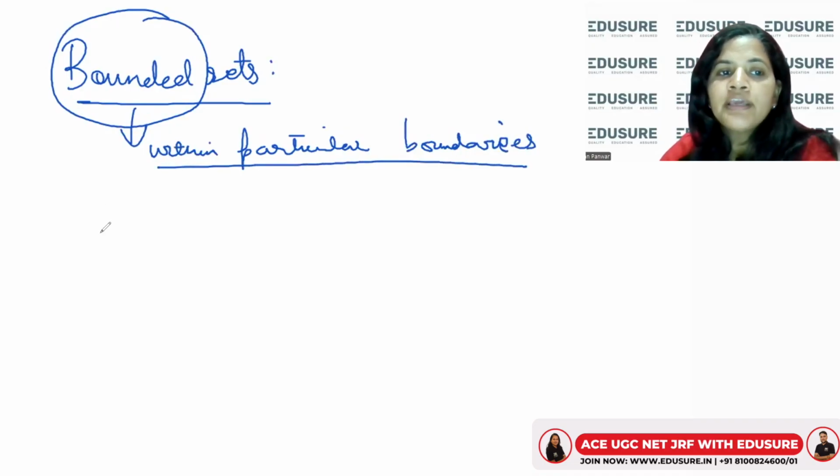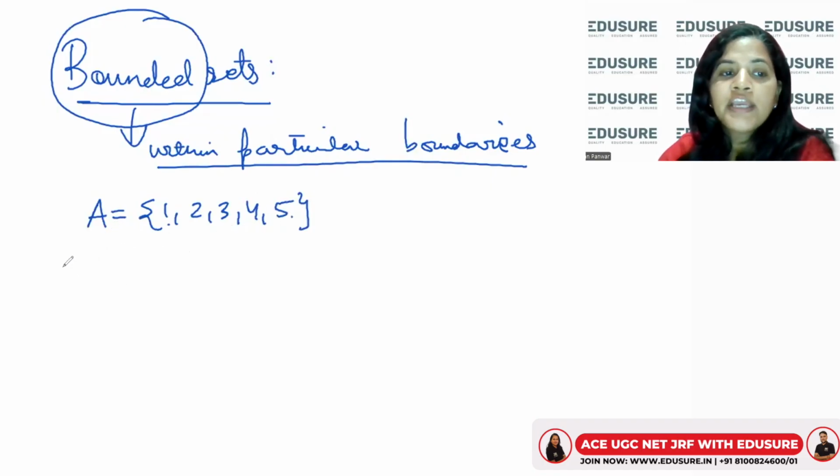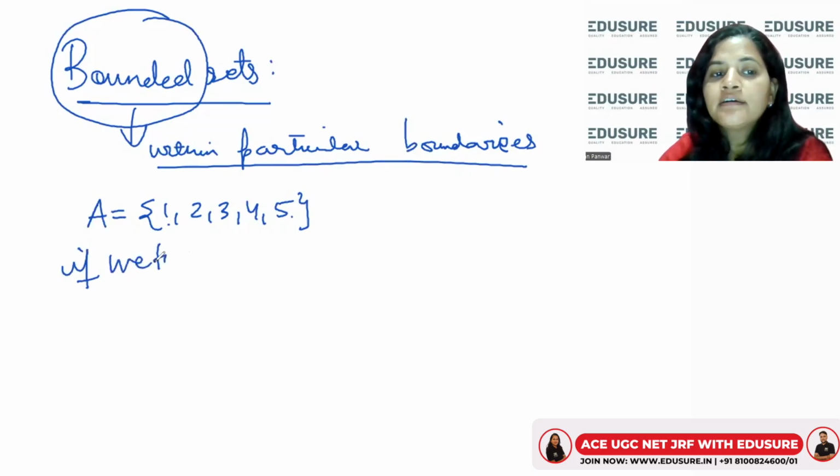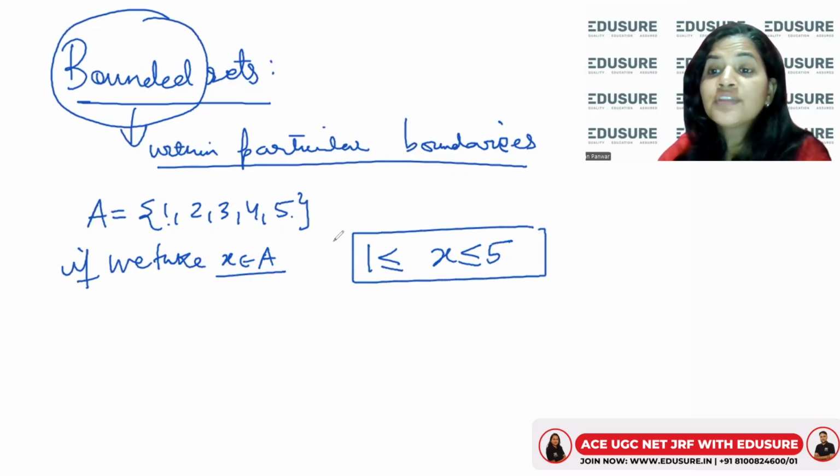Now, for example, if I look at the set A equals {1, 2, 3, 4, 5}, then we know that it has got boundaries 1 and 5. What does it mean? It means if we take x belonging to A, x will be less than or equal to 5 and x will be greater than or equal to 1. So this is bounded from both the ends.